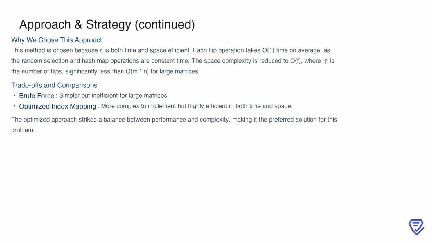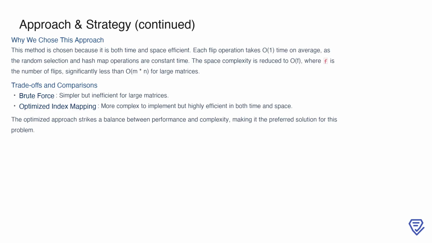However, there are trade-offs to consider. While the brute force method is simpler to implement, it becomes prohibitively slow and memory-intensive for larger matrices. On the other hand, the optimized index mapping approach is more complex but delivers significant improvements in both time and space efficiency. This makes it the preferred solution for handling the random flip matrix problem, especially when working with large-scale inputs.